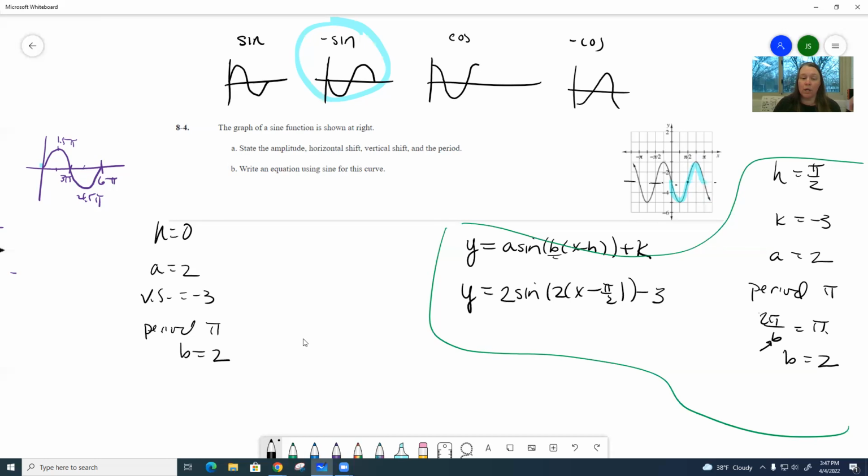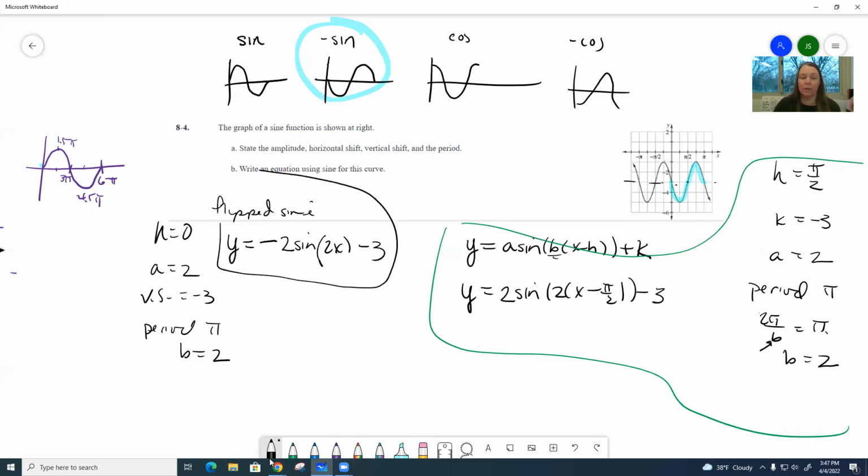Our equation would be y equals, because it's a flipped sine, we would just see it as -2 times the sine of 2, and then you could write x minus 0, but x minus 0 is just x. You don't really need that. You could just write 2x. And then -3. Okay, so all these would go together. That would be another way to see it.